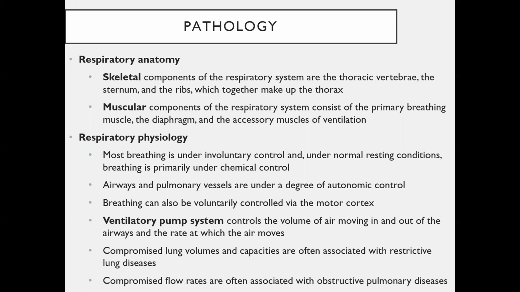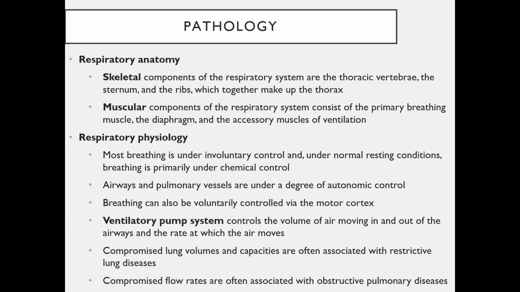So, respiratory physiology. Most breathing is under involuntary control under normal resting conditions, meaning that it's controlled by your brain. It's also controlled by chemicals, so your chemoreceptors. Airways and pulmonary vessels are under a degree of autonomic control, right? But we can increase or decrease our breathing rate via the motor cortex. The ventilatory pump system controls the volume moving in and out of the lung airways.